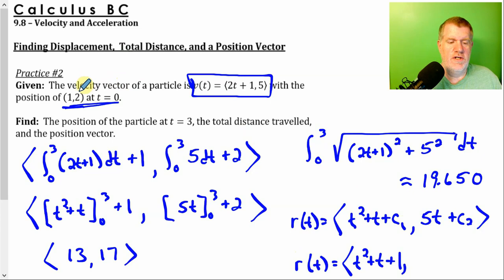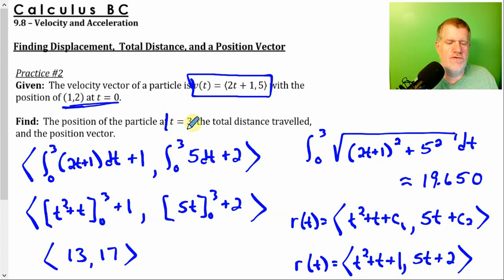And plugging in 2 when t equals 0, so 5 times 0 is 0, so c2 would have to equal 2. And there you have it. Alright. Just for fun, I like to check to make sure it works.